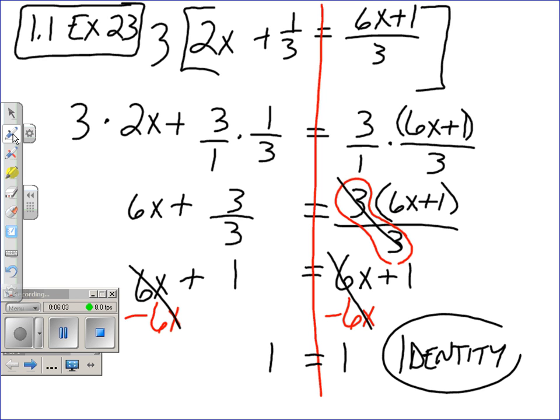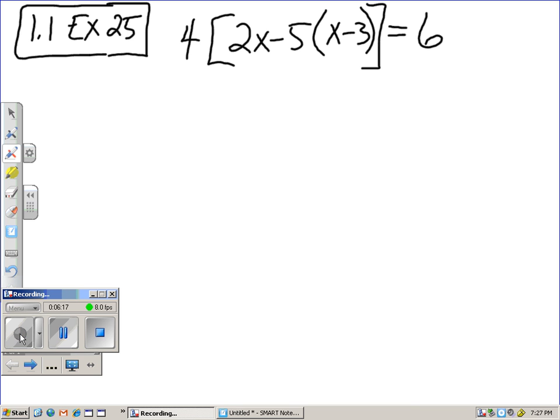And then if I ask you what that means, it means that back in the original problem, back up top here, I could have put any number in for x, and it would have worked. Any number at all. All numbers work. All right, let's try this one and see what it turns out to be. This is an example for problem number 25.